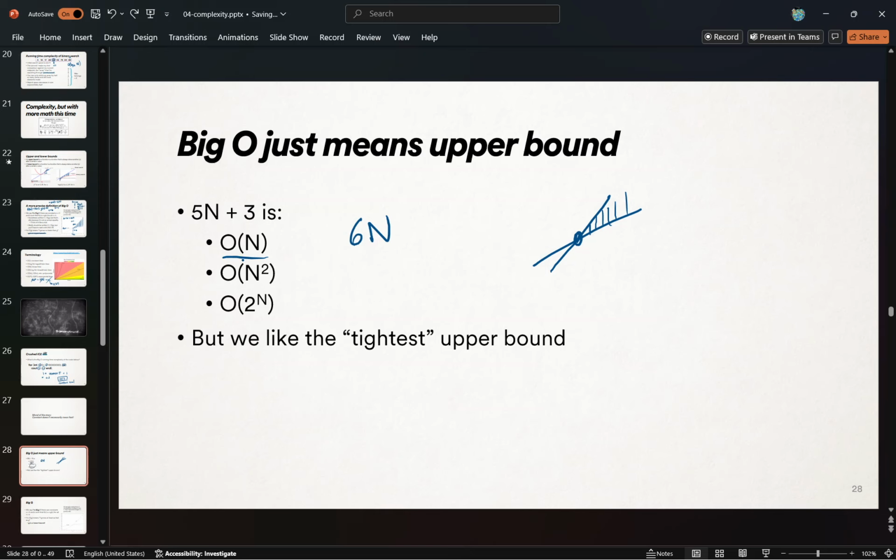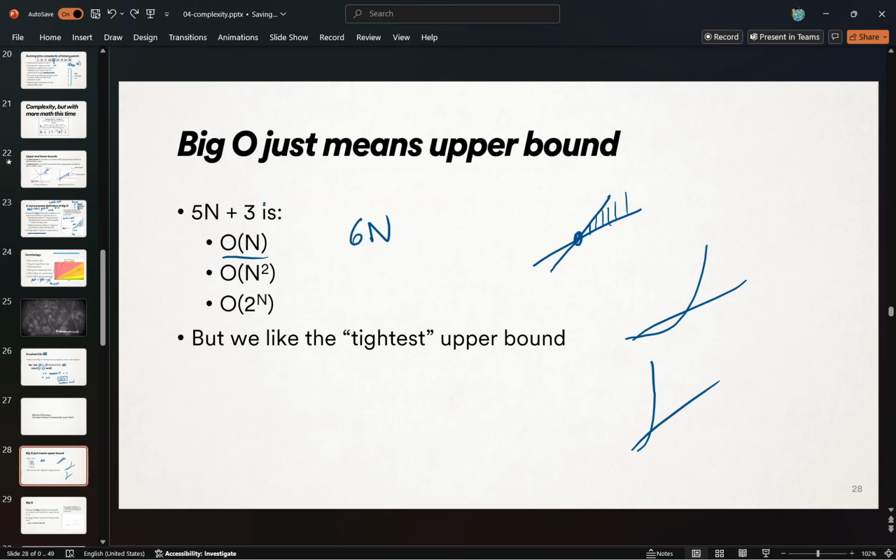But it works for the other ones, like 5n plus 3. N squared is eventually going to beat it, right? Same with 2 to the n. You got this one, the plus 3 lets it win at the start, but eventually that thing is going to go way up. So that's the other two graphs. But we like this one, because it's telling us the most information. It can't be any smaller than that, right? Can't call it constant because a constant number does not always upper bound this graph.